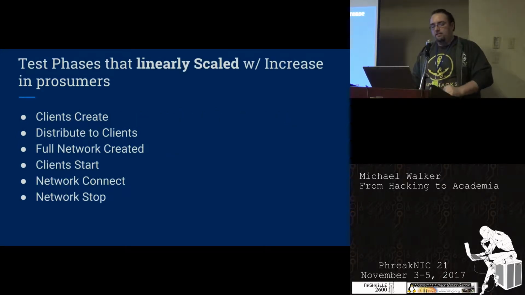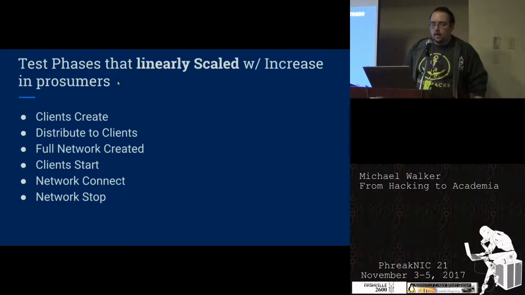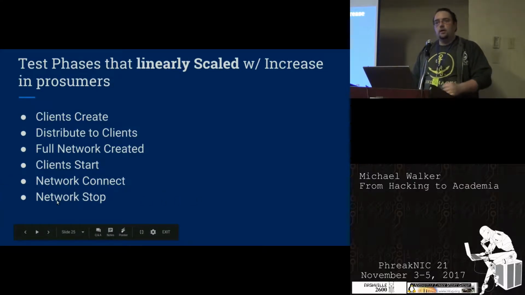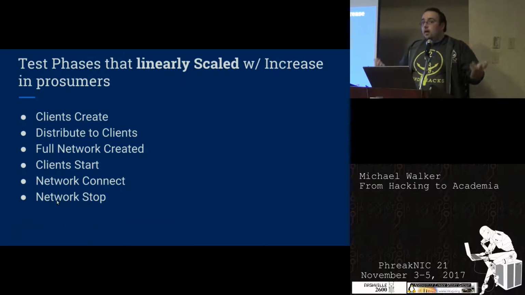These test phases scaled linearly, and these ones remained relatively static. Now you'll notice clients creating. Well, the more clients I'm going to create, the longer it's going to take. Distribute to clients, full network created, network connect, start the clients, and stop the network, where it connected to every individual client. So it makes sense that every individual client you connect to is going to take longer.